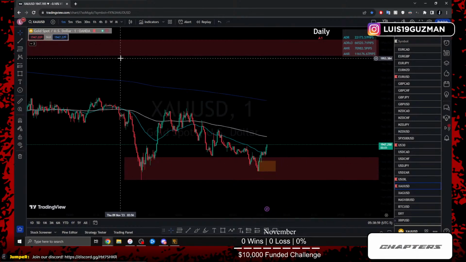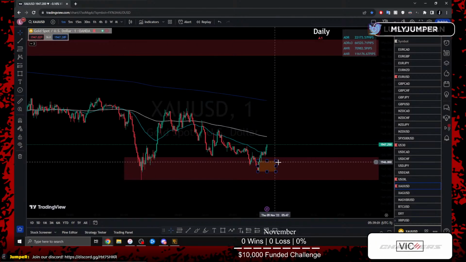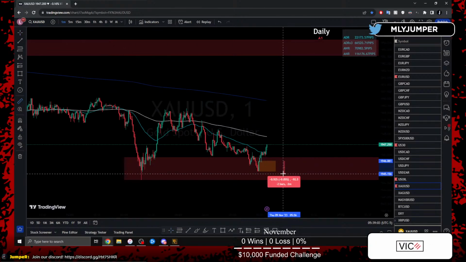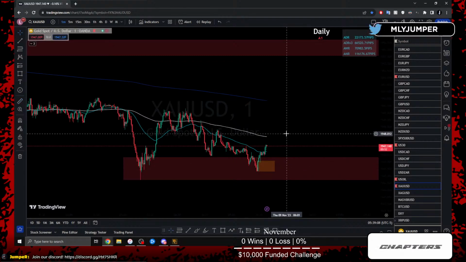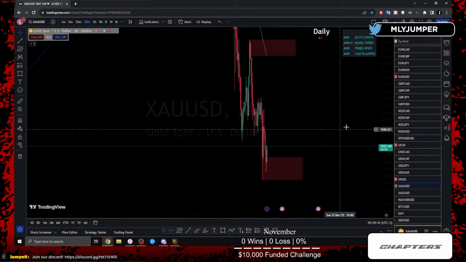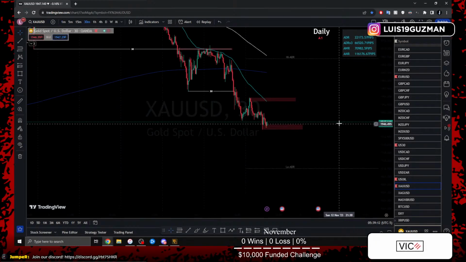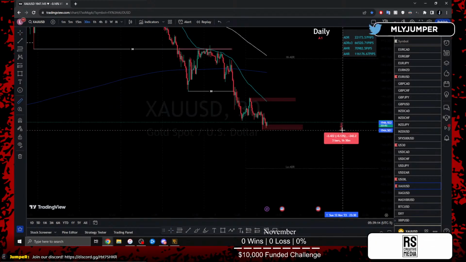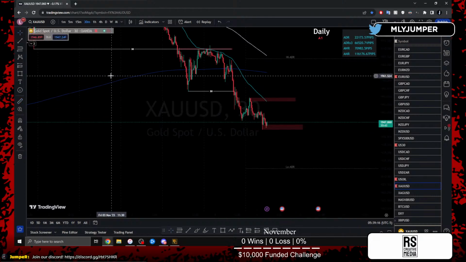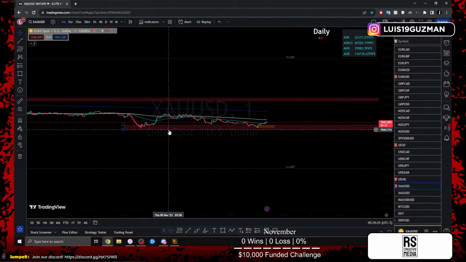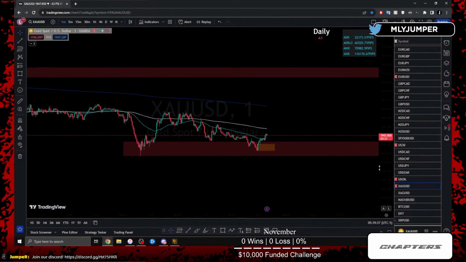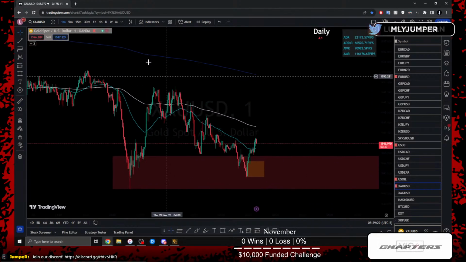I think we missed the entry on this. The safest entry is the one here to here, 10 pips, compared to if we enter now at 24 pips. That's 140% more than if we would take the trade in the best place possible. So with that being said, I'm just going to wait it out.